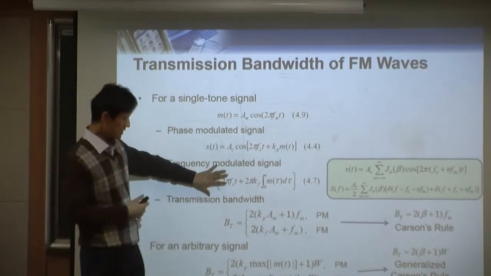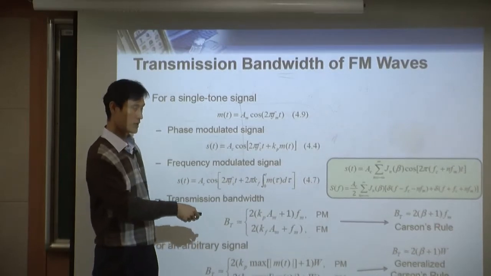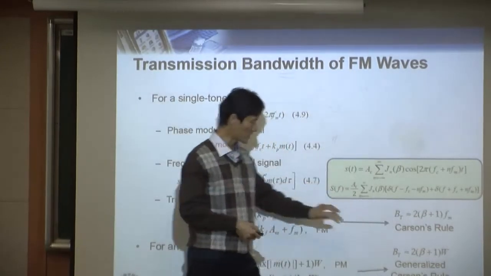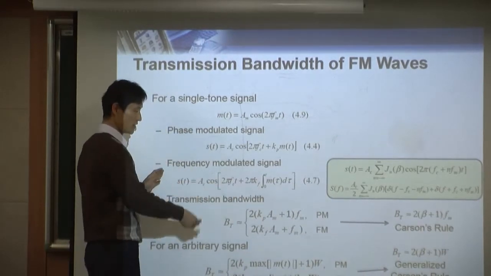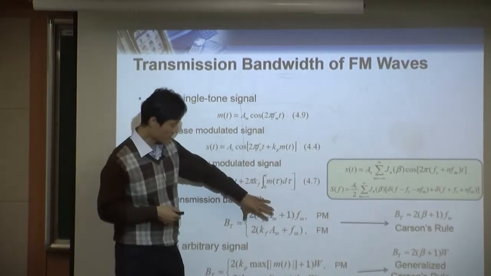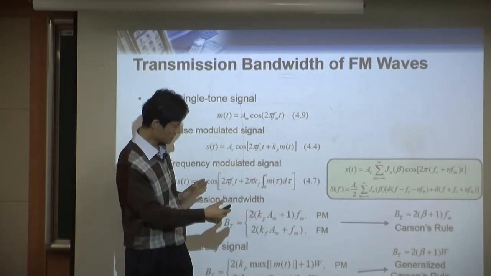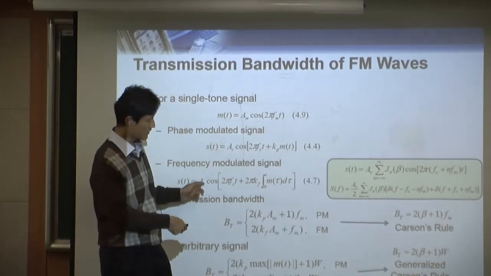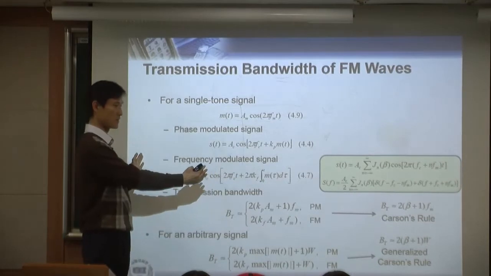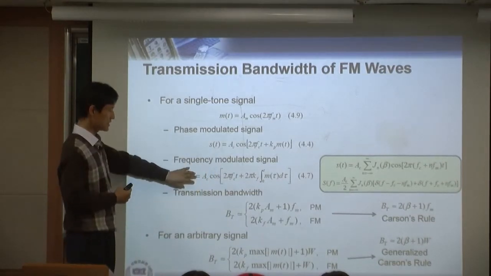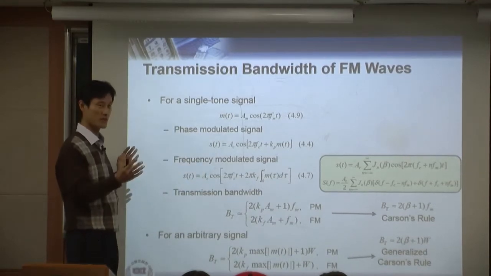When we have this kind of signal, we already learned about Carson's rule. This Carson's rule basically tells you that the bandwidth of your FM modulated signal is going to be calculated like this. In the case of PM, you have this transmission bandwidth, and in the FM case, we have this bandwidth. This one tells you the bandwidth of the signal you transmit. This FM modulated signal has a different bandwidth.